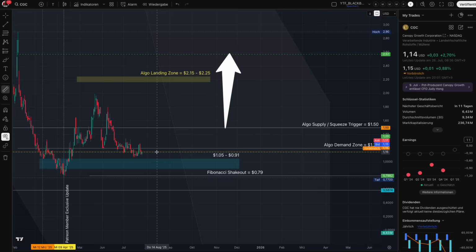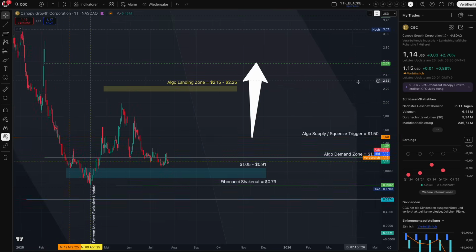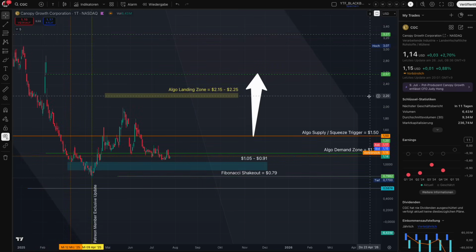So based on the actual price, that means we could easily, guys, easily see a move of 95% in the upcoming days or weeks. The market is super bullish, guys.